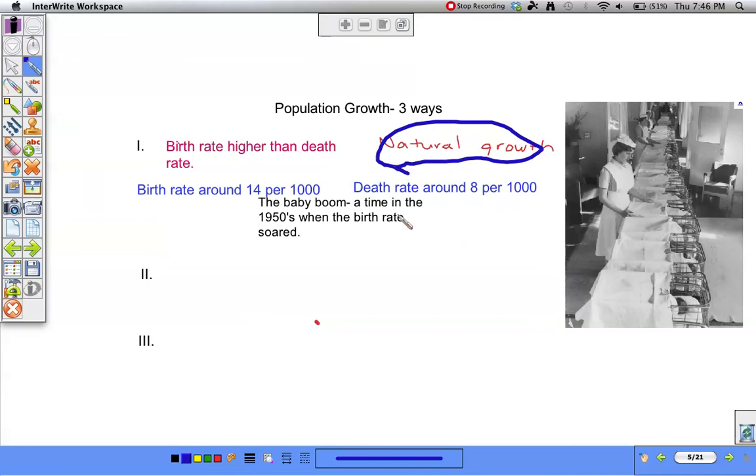Now, there was a time when our birth rate was skyrocketing. This was in the 1950s. And this was a time when you just see waves of babies all coming at once in the United States. This is an illustration from the baby boom, and you see the nurses, and they have the babies in the hallway, and it's just stacked back as far as the eye could see. Well, there was a reason for that.